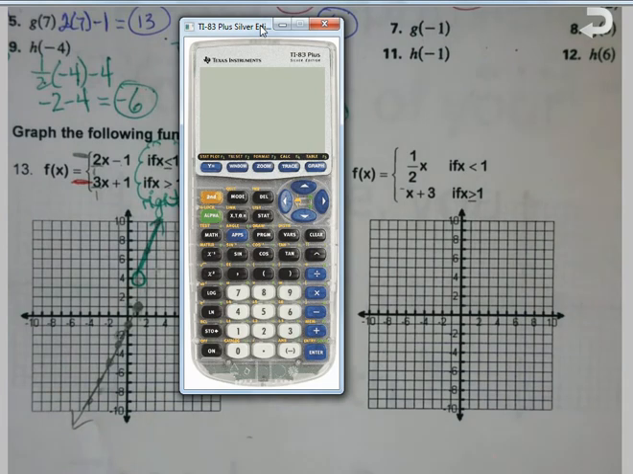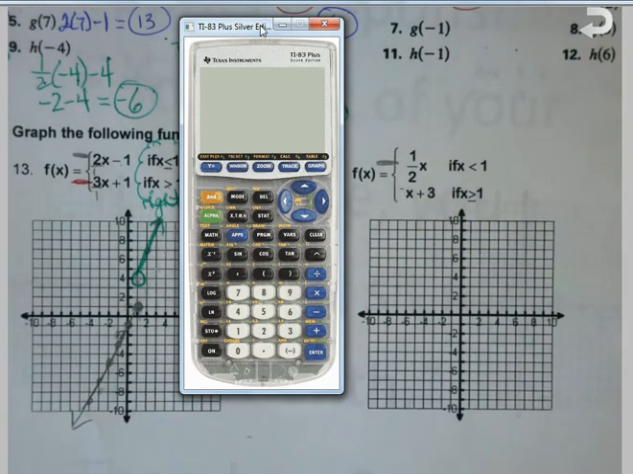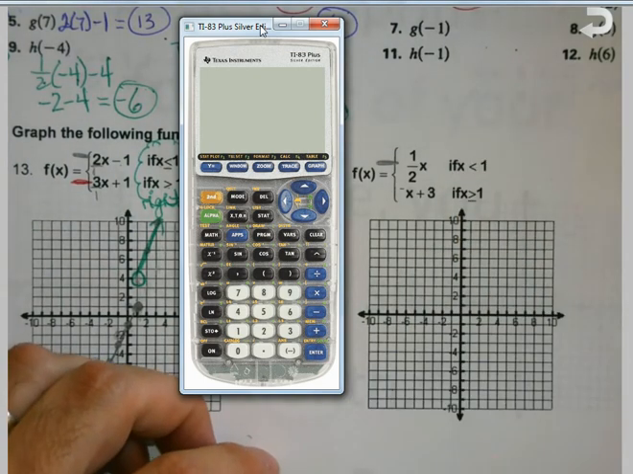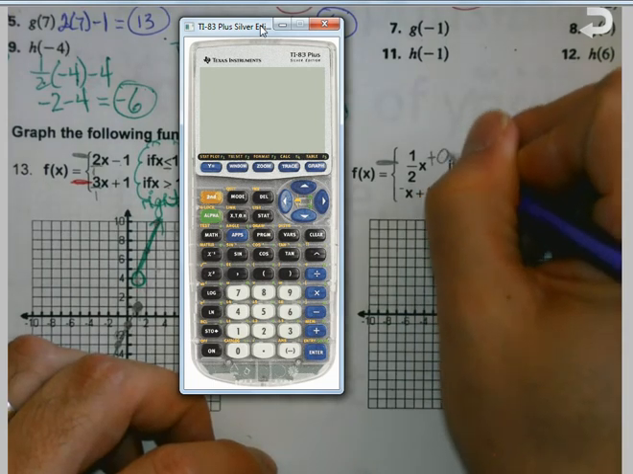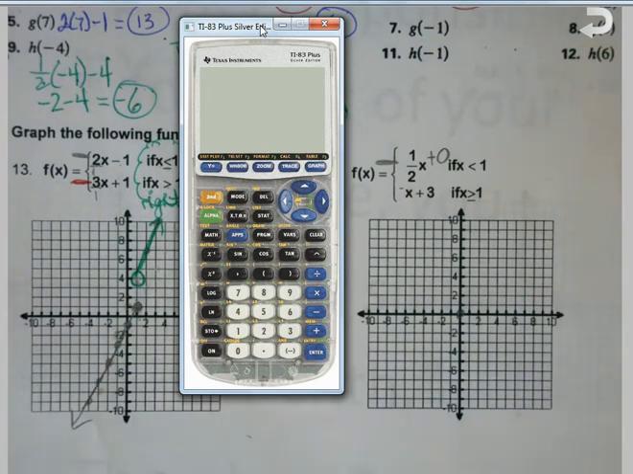We'll take this a piece at a time again. So I'm going to start with the top one. All right. 1/2 x. I don't see a y-intercept. What's my y-intercept if I don't see one? 0. Okay, so plus 0. Right there. Okay. And then I'm going to do my slope.